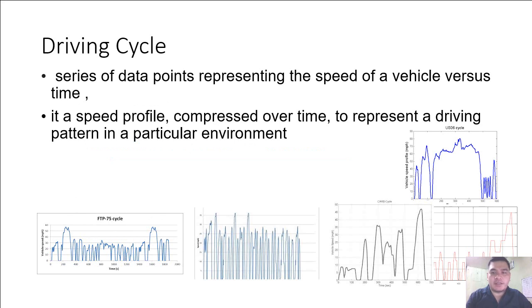So what is a driving cycle? A driving cycle is a series of data points representing the speed of a vehicle versus time. A drive cycle is a compressed speed versus time trace that is representative of a driving pattern in a particular environment. It aims to mimic real-world driving behavior using limited duration activities with the primary purpose of simulating exhaust gas emissions and fuel economy of vehicles.